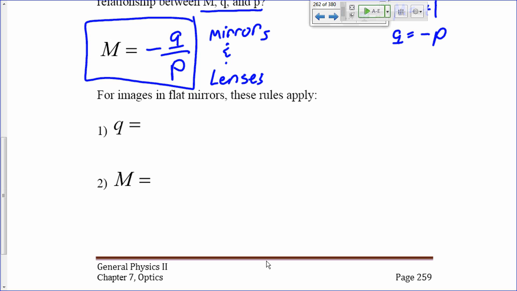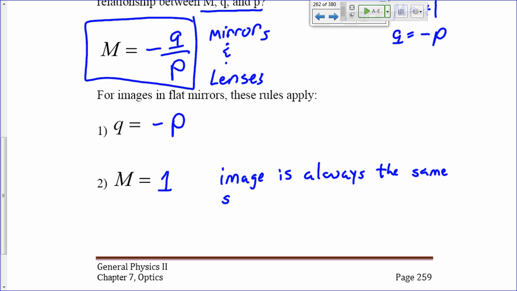And then for images and flat mirrors, just to summarize what we've had, these things are true: Q is equal to -P, and also the magnification is equal to 1. That means that your image is always the same size as the object. We'll see that a little bit later in the concept test and some of the implications of that.